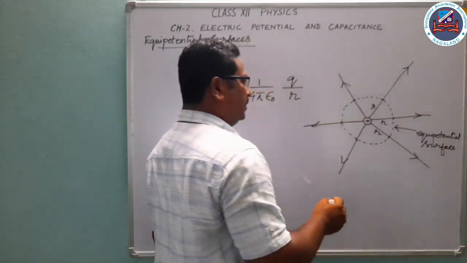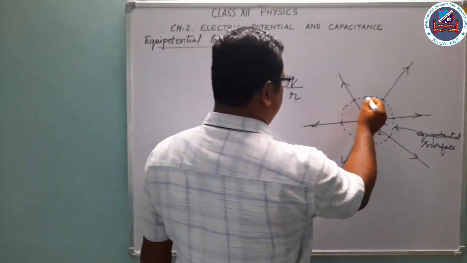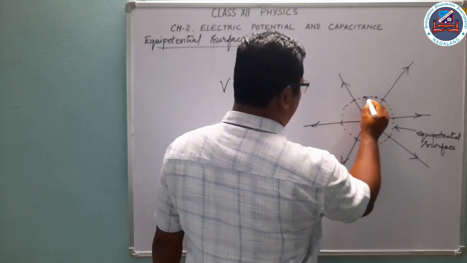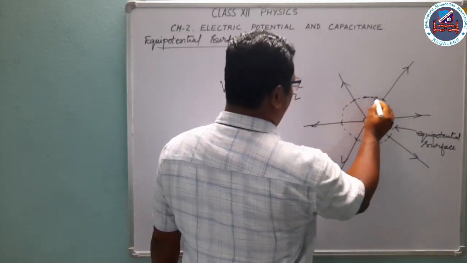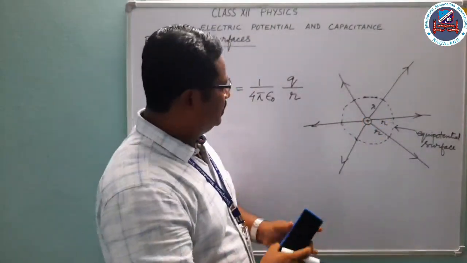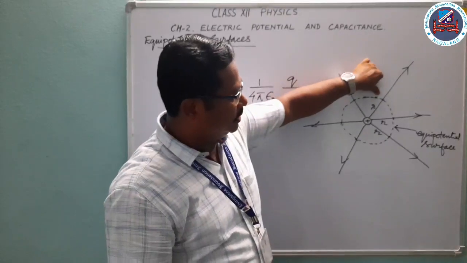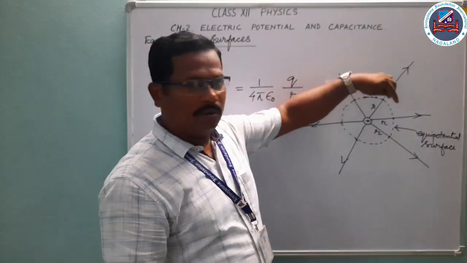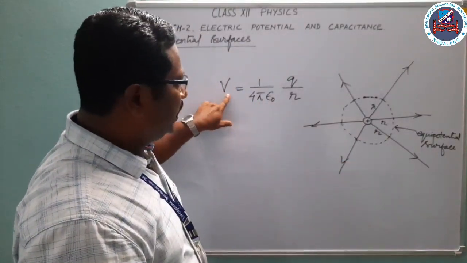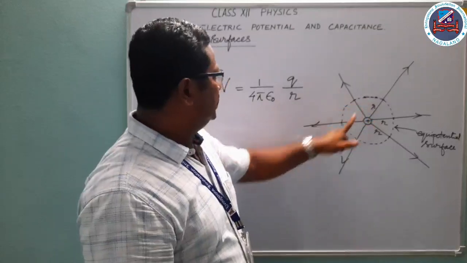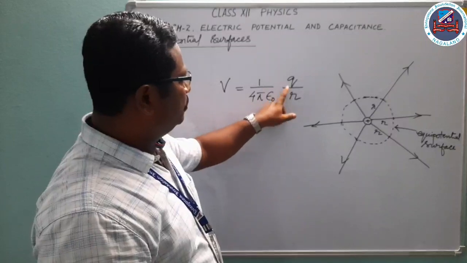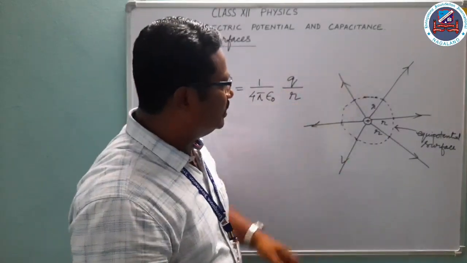On an equipotential surface, if I take one charge and move it from one point to another point on the same surface, then the work done will be 0. Since they are at the same potential, there will not be any work done. That's why the potential at any point on the equipotential surface is always represented as 1 by 4 pi epsilon naught Q by R, provided R is fixed.